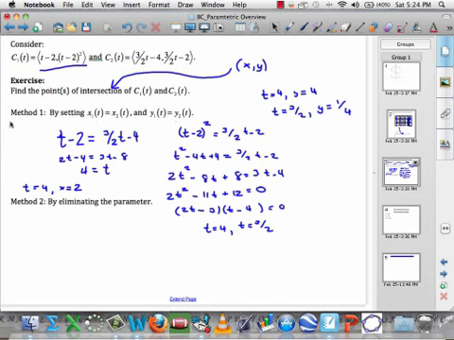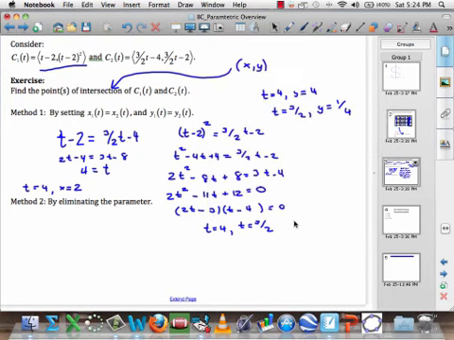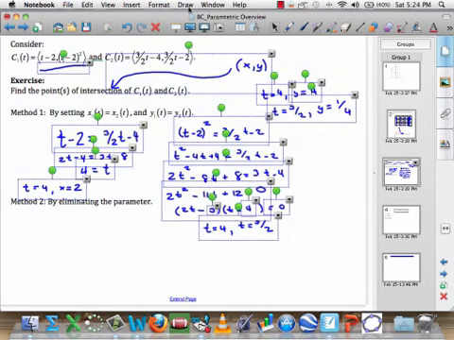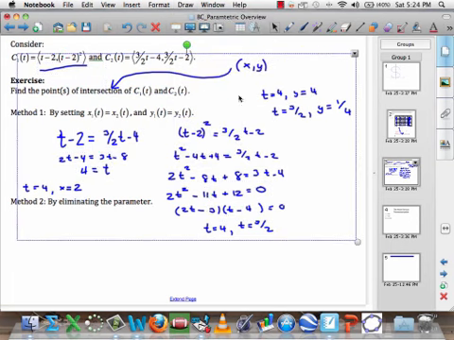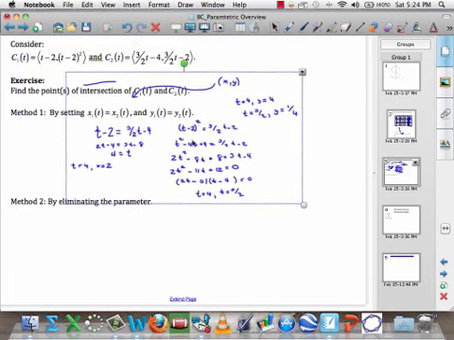Now, is method 1 good enough? We're about to find out, because when t is 3/2, the x-coordinates were not the same. So maybe there's more to it than just setting the x components equal to the x components and the y components equal to y components. All right, let me shrink that down a little bit.